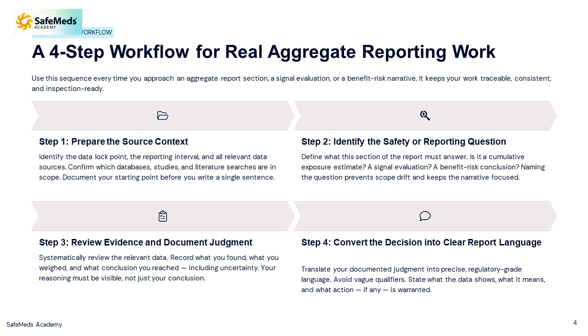When you sit down to tackle a report section, it helps to follow a consistent approach. Always start by preparing your source context. Know your data lock point, your reporting interval, and exactly which data sources are in scope. Once you have that, define the specific safety question your section needs to answer to prevent any scope drift. From there, you systematically review the evidence. Make sure to document your judgment and uncertainties, and finally, translate those decisions into clear, precise, regulatory-grade language. Say exactly what the data shows and what action is warranted.